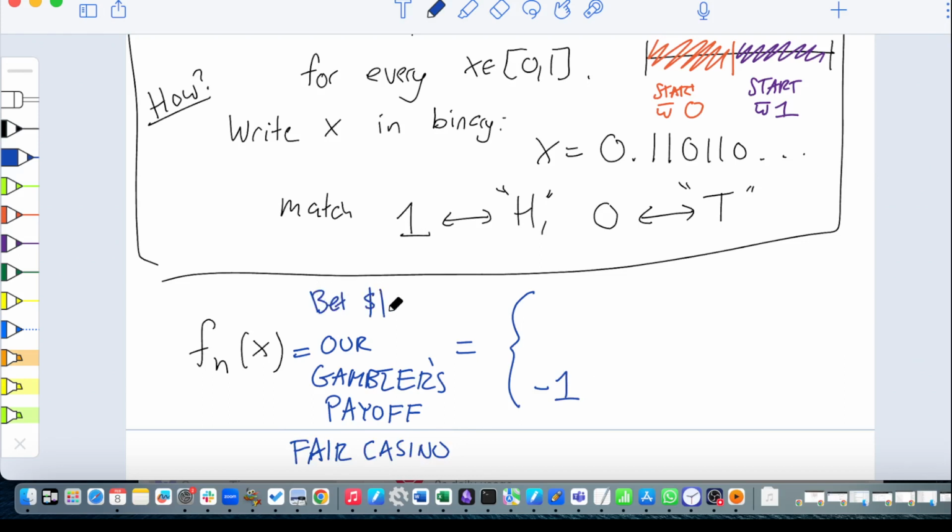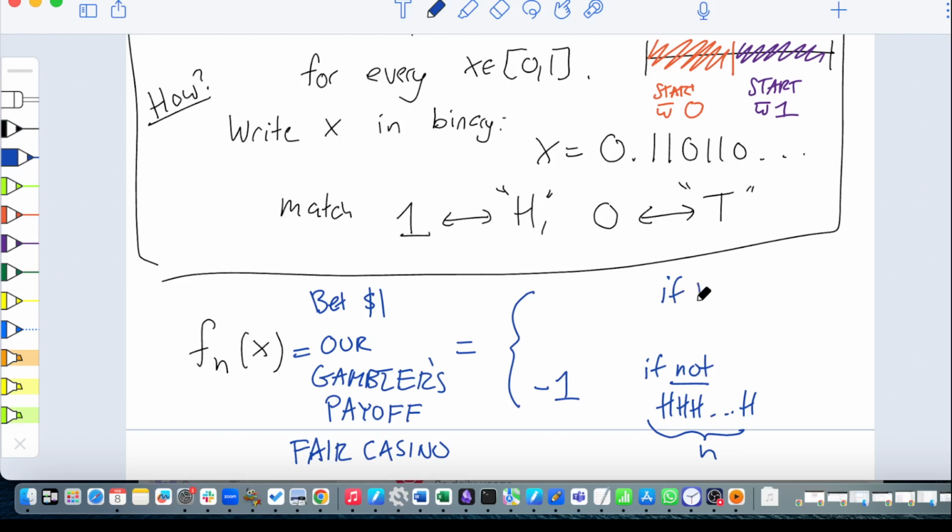If it doesn't come up first n heads in a row, then we lose $1, so -1. Even though it's an infinite sequence, we only care about what happens in the first n. Everything that happens after the first n, we just don't care about. We only get to see the first n flips. If they're all heads, then we win, and if not, we lose $1.